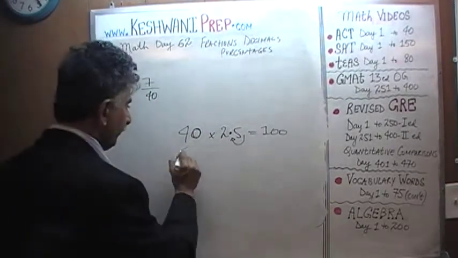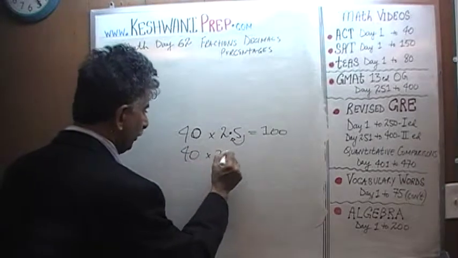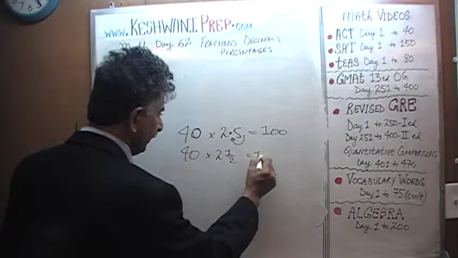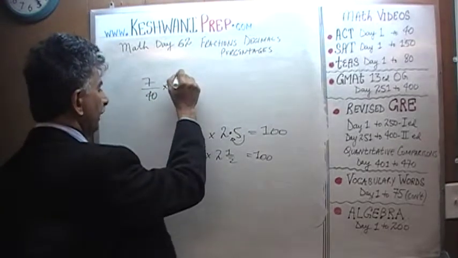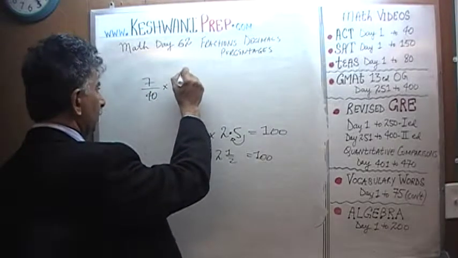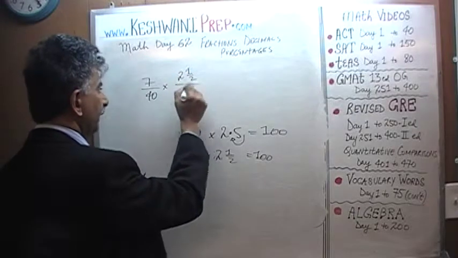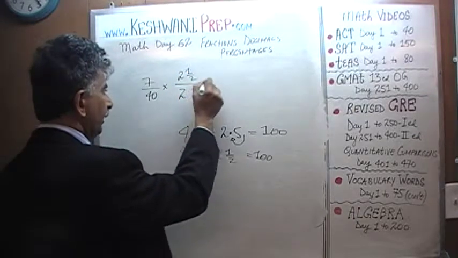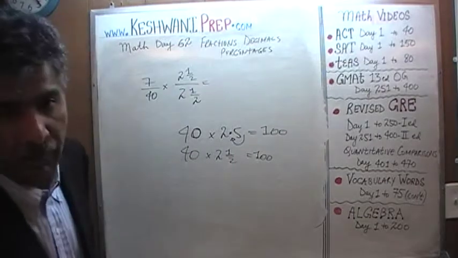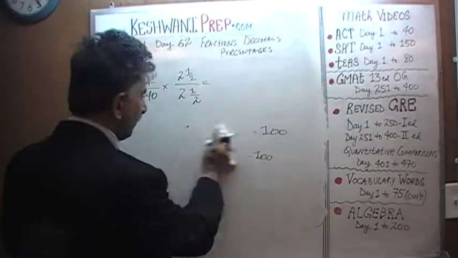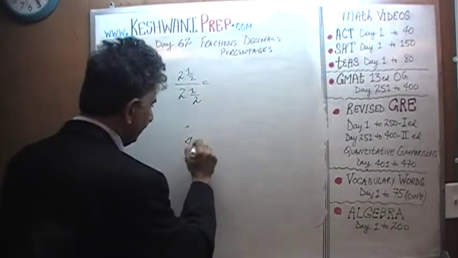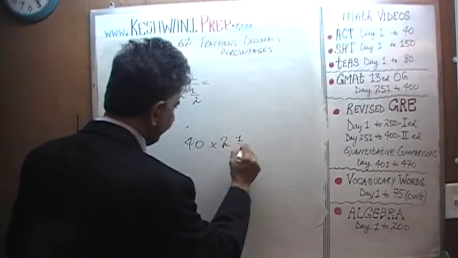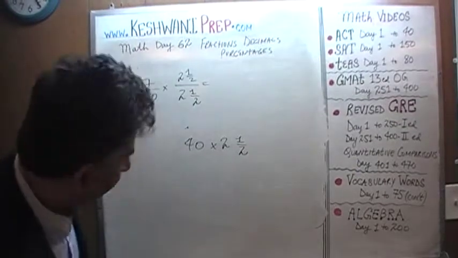In other words, if we were to multiply 40 by 2.5, we should get 100. Which is what we're going to do here. We're going to multiply top and bottom by 2.5, and we'll have 100 at the bottom. We can actually redo it just to convince ourselves. 40 times 2.5 is what we're looking at.